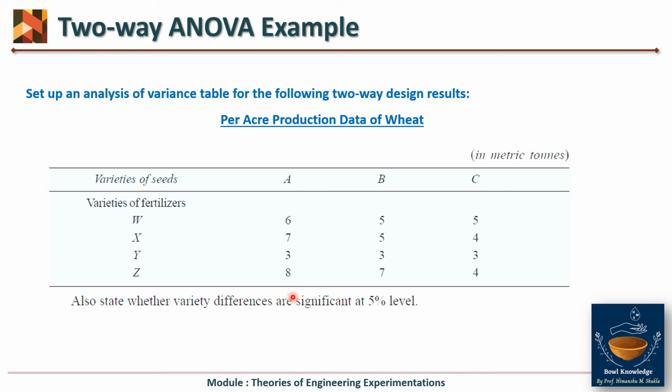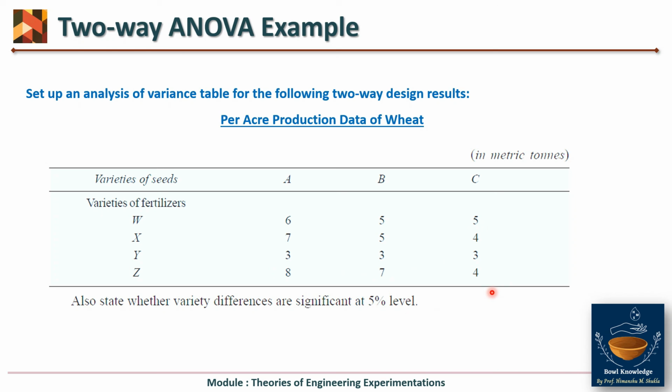First you can calculate column total. This is 24. What is this? 5 plus 5 is 10, plus 3 is 13, plus 7 is 20. This column total is 20. First was 24, second column total is 20. Third column total is 4 plus 4 is 8, plus 3 is 11, plus 5 is 16. So it is 24, 20, 16.